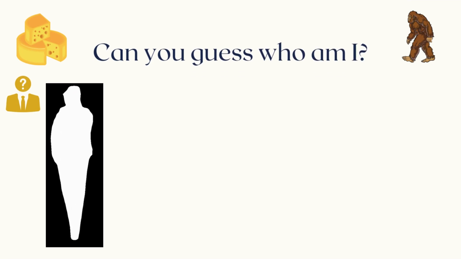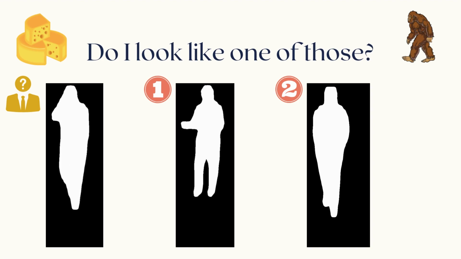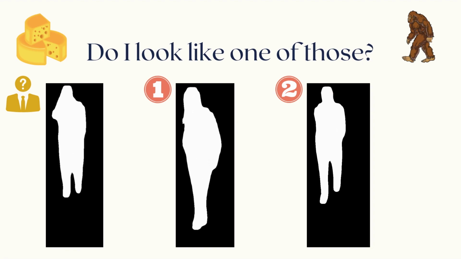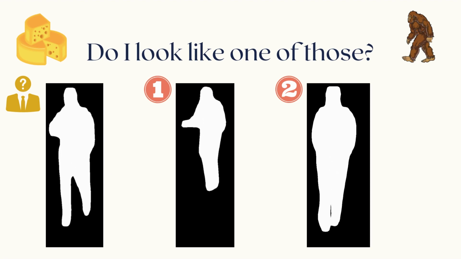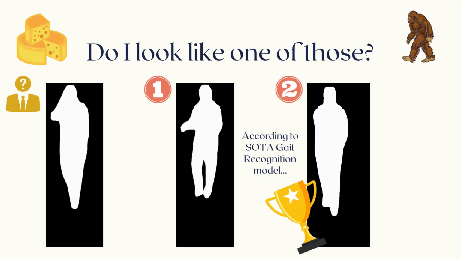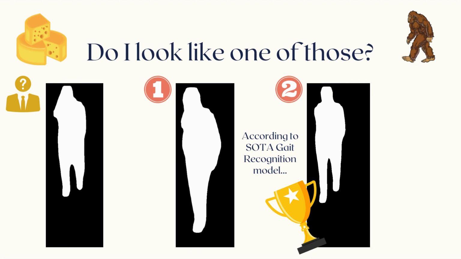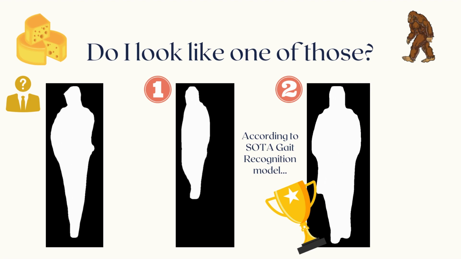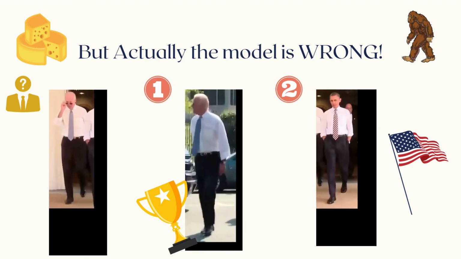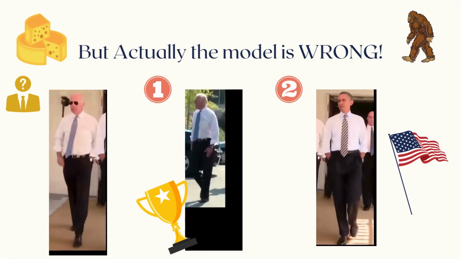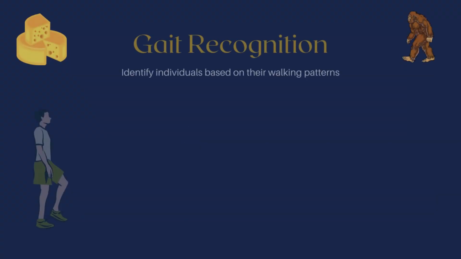Can you guess who this person is based on his walking pattern? Well, it's pretty difficult, but given two options, can you guess which one of them is the correct person? According to a state-of-the-art gait recognition model, the answer is number 2. But actually, the model is wrong. We will discuss later on what made it fail.